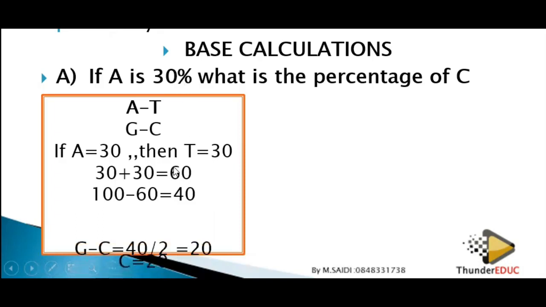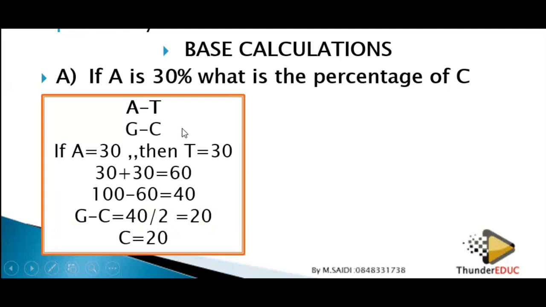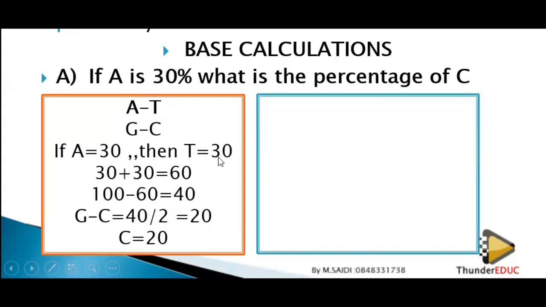Therefore, because these two are equal to 40, guanine and cytosine are equal to 40. If I want to get one individual, because this is equal to this, I divide by 2, then I get 20. Therefore, cytosine is 20%. That's how you can calculate it. Even if they manipulate it, you have to use this principle of the complementary base pairs, that adenine goes with thymine, guanine with cytosine. Let's look at another example.